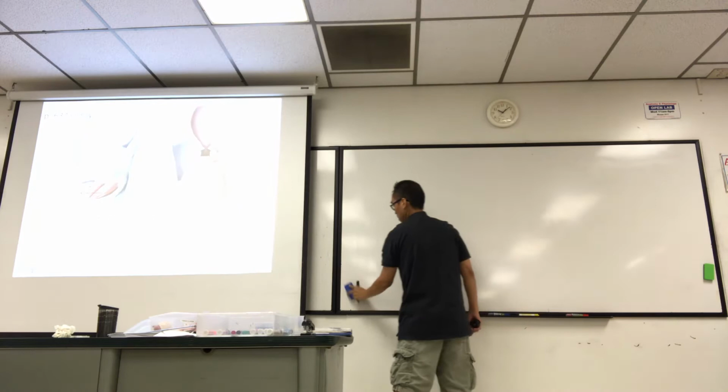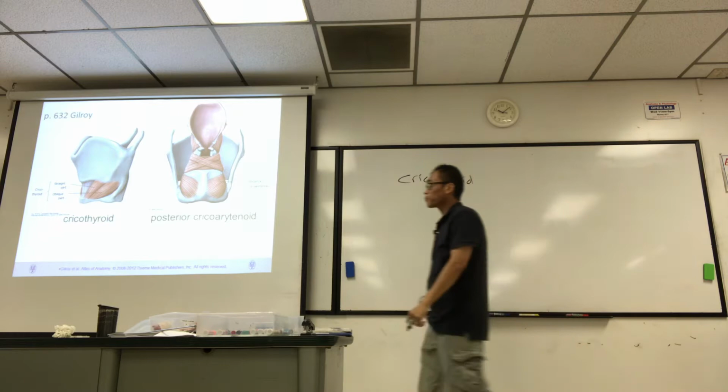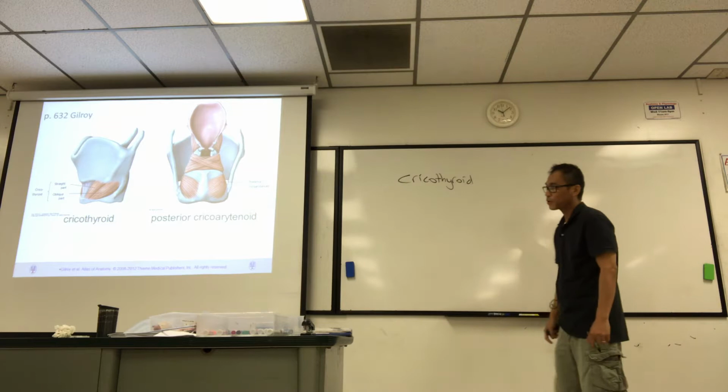The one on the front is cricothyroid. Notice it has a couple of heads. Don't worry about identifying the different parts, just call the whole thing cricothyroid. The one on the back is posterior cricoarytenoid.